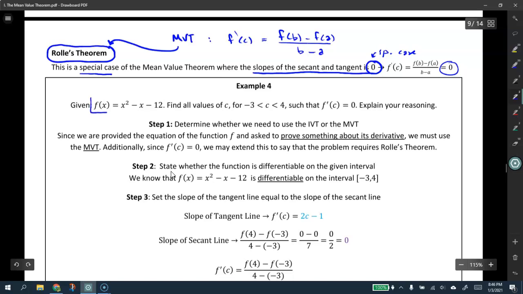Number one, you've been given a function. So we are familiar with that. We've seen this in 3 examples now. And they are interested in a specific interval.